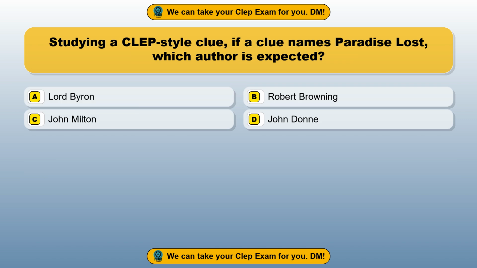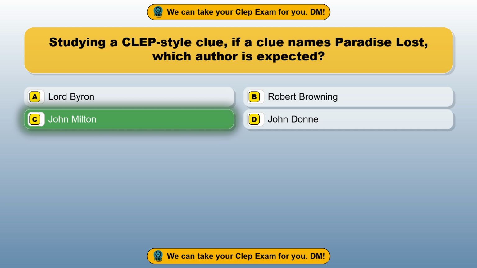Question 89. Studying a CLEP-style clue. If a clue names Paradise Lost, which author is expected? Option A, Lord Byron. Option B, Robert Browning. Option C, John Milton. Option D, John Donne. The correct answer is option C, John Milton.